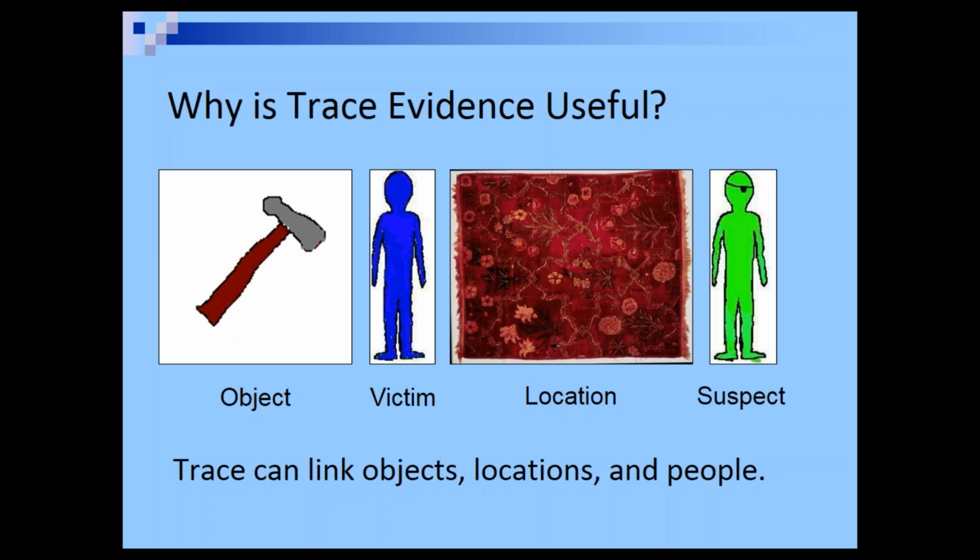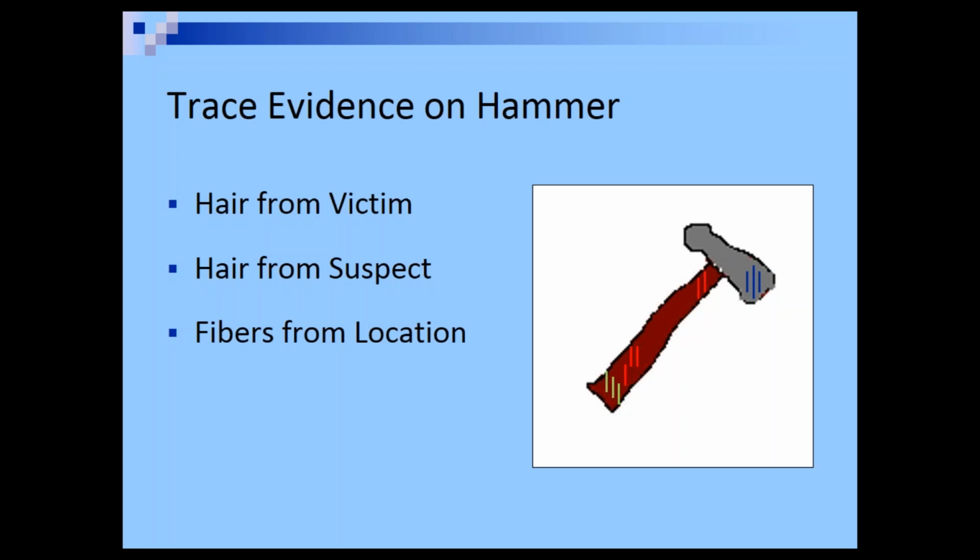If the suspect murdered the victim with a ball peen hammer on that rug, then in the process of committing that crime, different types of materials are going to be transferred from the object to the victim to the location to the suspect, and so on. That object may have hair from the victim, hair from the suspect, fingerprints from the suspect, fibers from the rug. So an object can contain a lot of these different types of trace evidence.